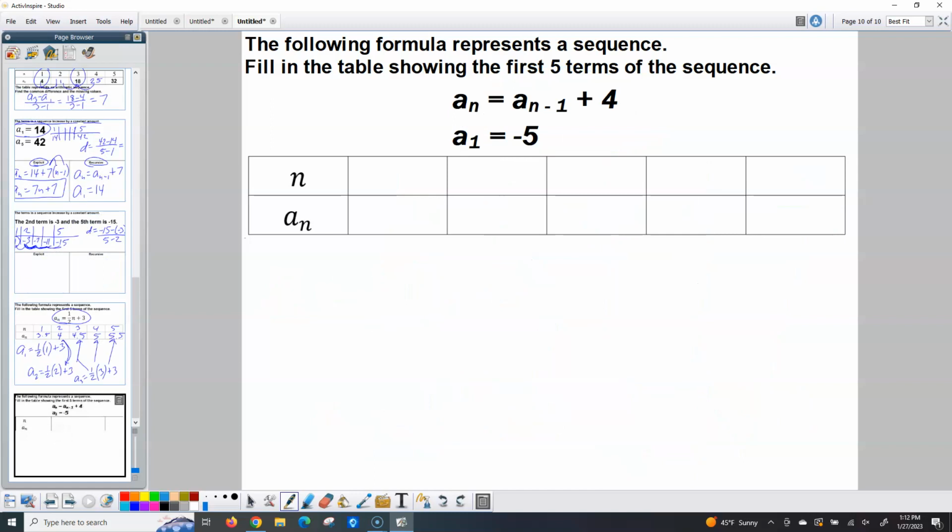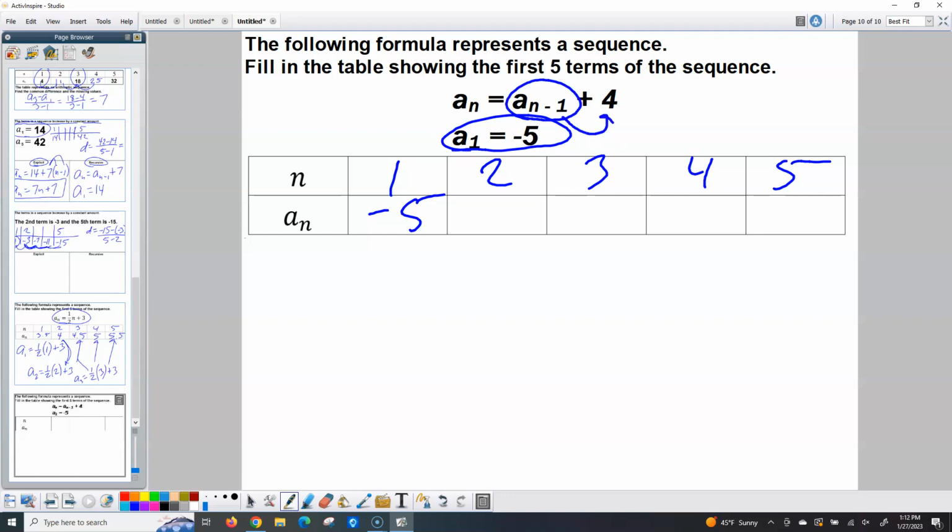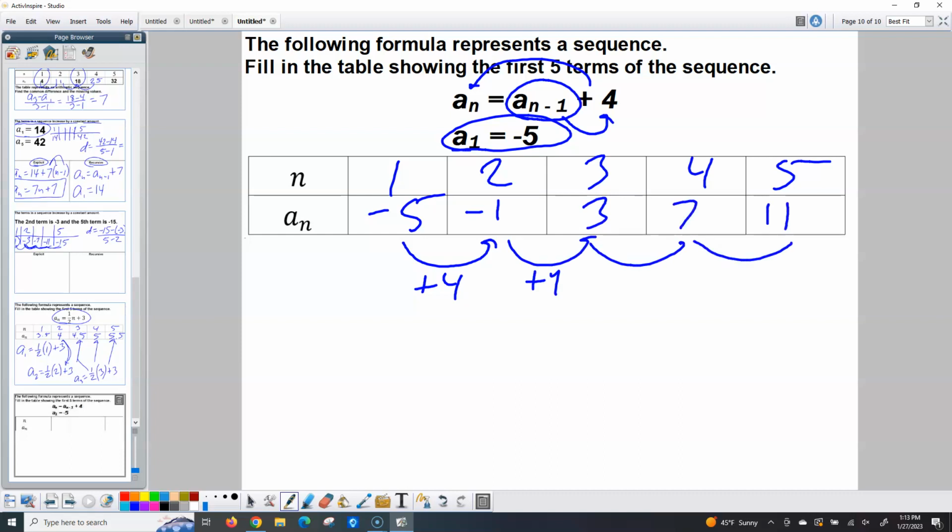Lastly, I've got a recursive form, and I need to find the first 5 terms of the sequence. So it tells me that my first term is -5. And that top part tells me that for every previous term, you'll add 4 to it to get the next term. So if I take -5 and add 4, that's -1. Add 4, that's 3. Add 4, that's 7. Add 4, that's 11.